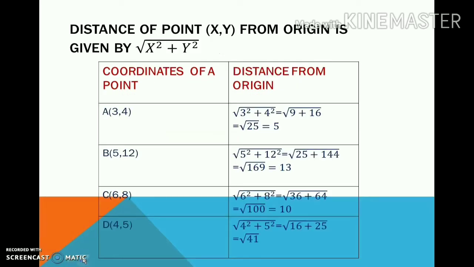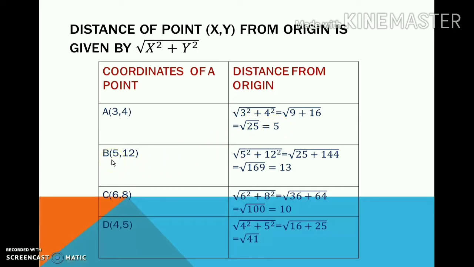Chaliye next. Distance of a point having these coordinates from origin is given by this. Means जब आपने किसी point का origin से distance लेना है, तो that is given by square root of the sum of squares of x coordinate and y coordinate. Like we want to find out distance of this point having coordinates 3, 4 from origin. तो क्या करेंगे? Under root 3 square plus 4 square. That is equal to under root, 3 square is 9, 4 square is 16. So we get 25 and square root of 25 is 5.